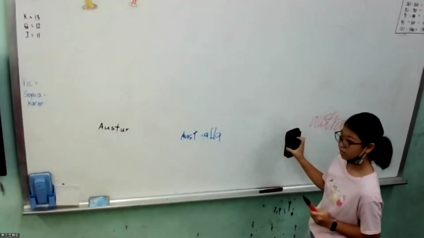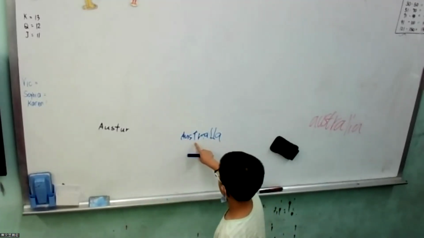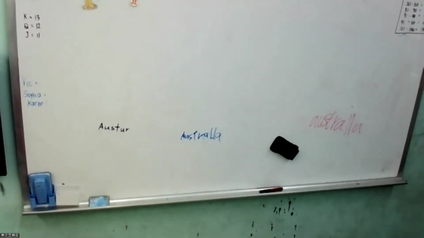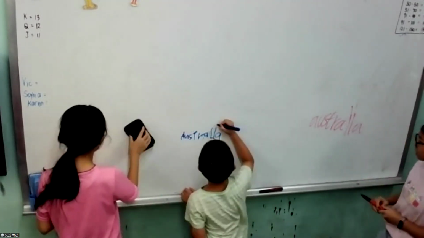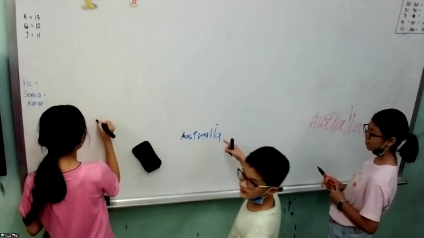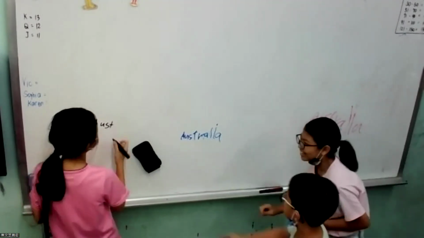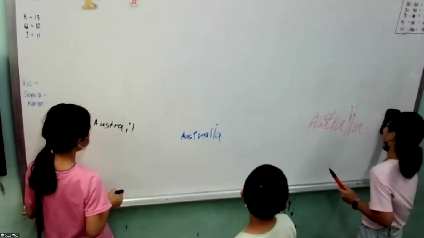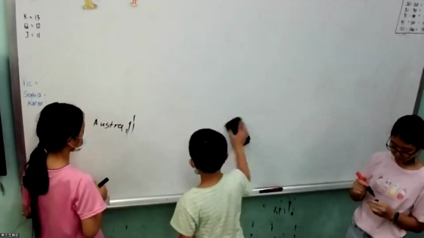What's wrong with the answer? Your answer. Oh, okay. Australia. There's something wrong with yours, Karen. Okay, Karen, correct. Uppercase A, Australia. Karen, change it first. Okay. Australia. Okay, next.